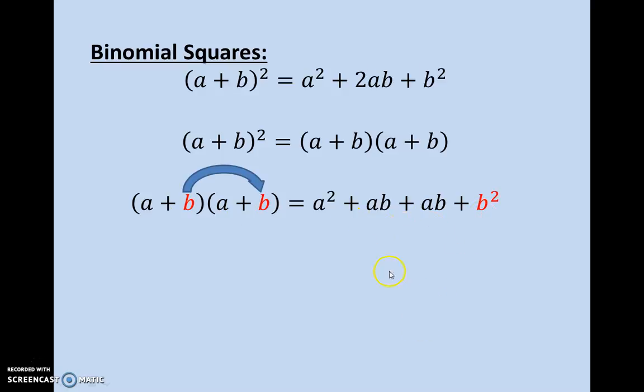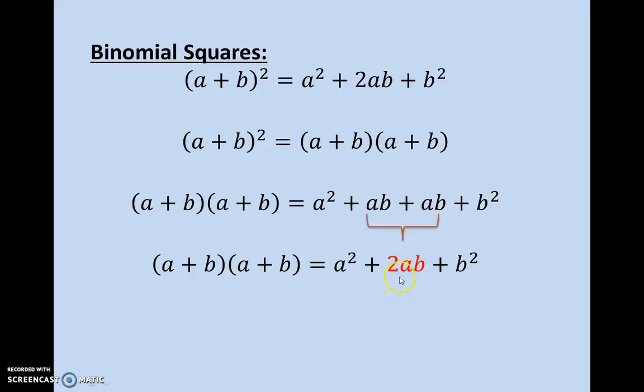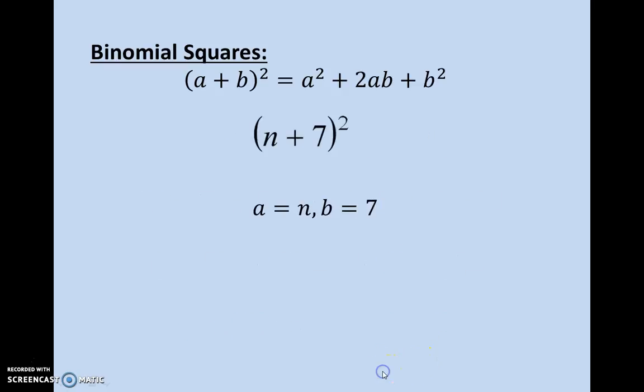When we move on, we see that we have 2 like terms here that can be combined to give us the 2ab here in the middle. So this, in fact, becomes the product of a plus b, the quantity squared. So we can say that the quantity a plus b squared is equal to a squared plus 2 times ab plus b squared. Let's take a look at what this looks like with an actual binomial that isn't just a plus b. We've got n plus 7 here, the quantity squared. We're going to say that the a term is n and the b term is 7. So we're going to replace the a with n and the b with 7 and move on from there.